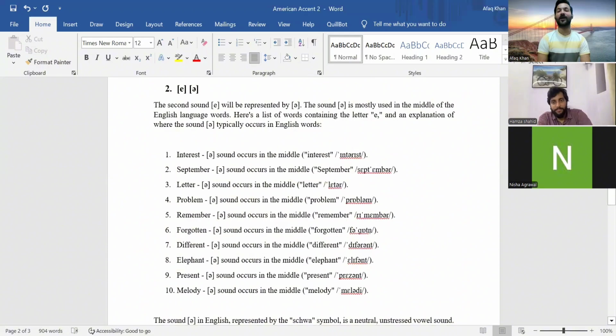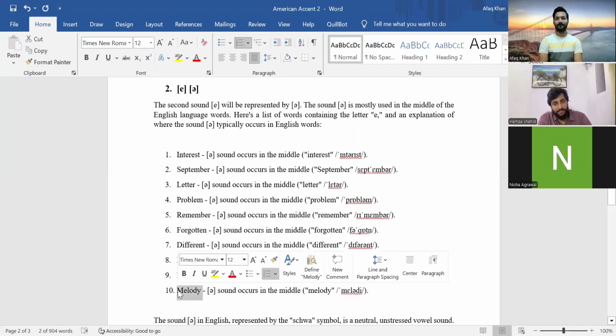So now we're going to have a look at the last example, and I'd like Nisha to do that for us. Nisha, how would you say it? Melody. Okay, would you mind telling us where the schwa sound occurs in this word, please?